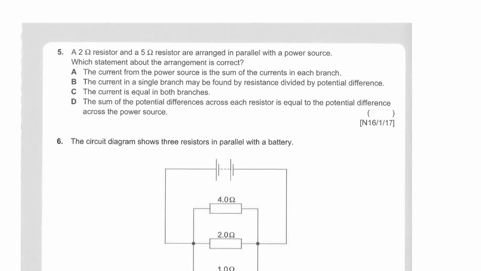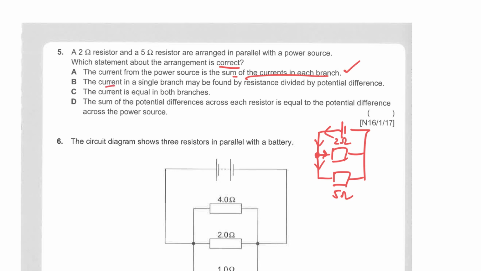Now for question 5, you have two resistors that are connected in parallel. So this is the 2 ohms and this is the 5 ohms. They are connected in parallel to a power source here. And which of the following is correct? Now the current from the power source, which is the main current here, is the sum of the current in each branch. That means the big current comes to here, it will have a choice of 2 ways to go, it will split into 2. So that is correct. But nonetheless, let's take a look at the other options.